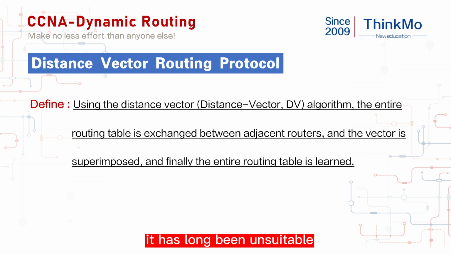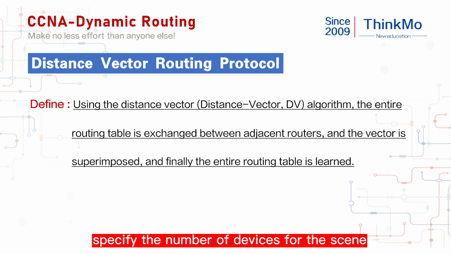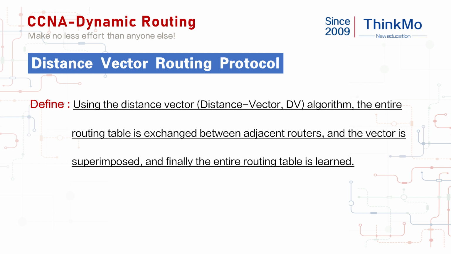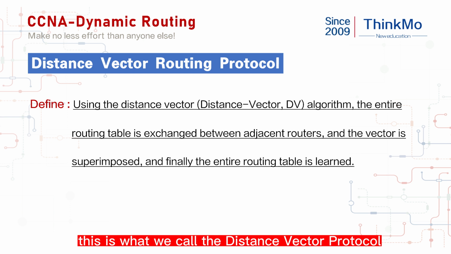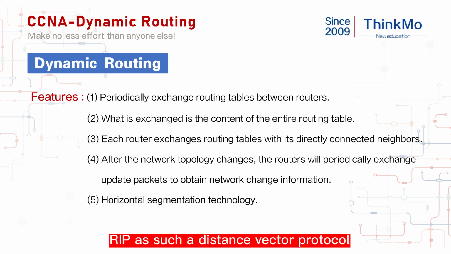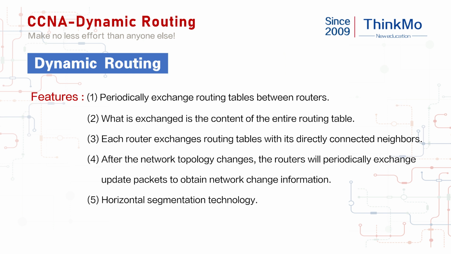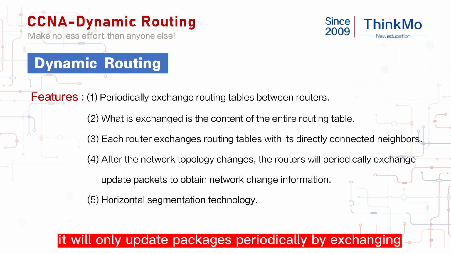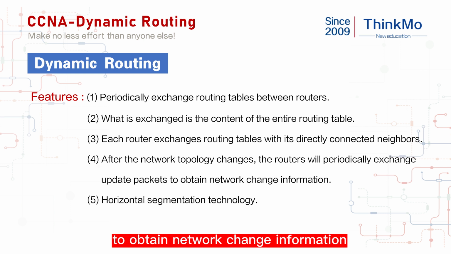It has long been unsuitable for the current network environment, because it has a limited number of hops. RIP supports up to 16 routers. Now there is almost no network with so few devices. Any medium or large network has more devices than that, so RIP is basically useless. This is what we call the distance vector protocol, and a typical representative of it is RIP. As such a distance vector protocol, RIP only updates periodically by exchanging packets to obtain network change information.